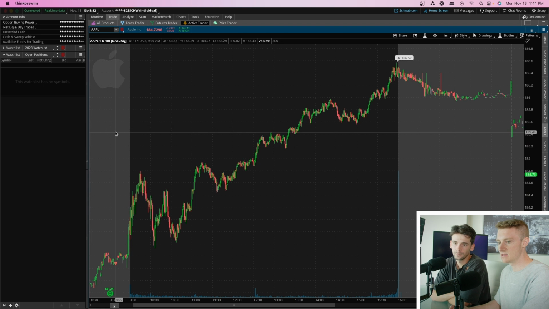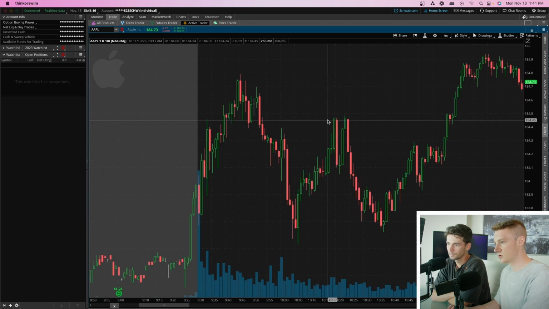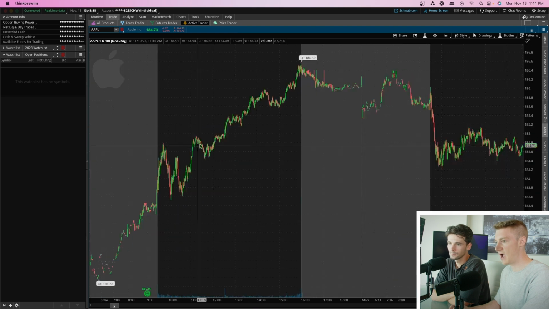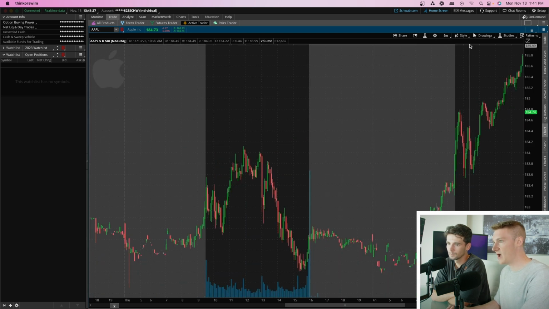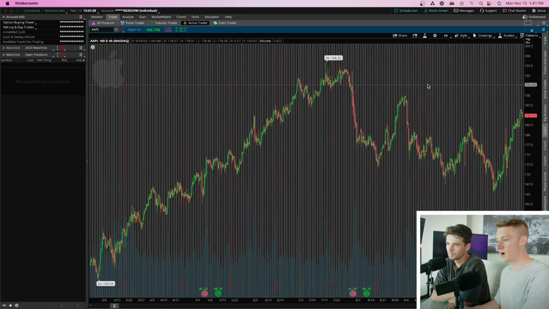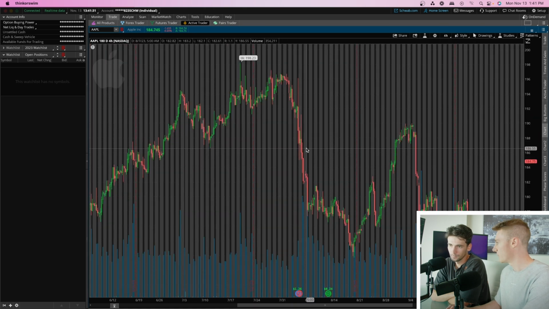Okay. This is pre-market. This is aftermarket. Okay. And then the black is during active market hours. Okay. We've got aftermarket, pre-market, active market hours. And this is where we're trading at right now. If we go to the 5 minute, each candle represents 5 minutes. If we go to the 4 hour, each candle represents 4 hours.